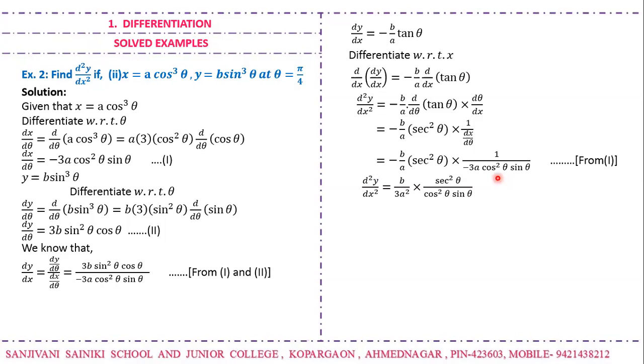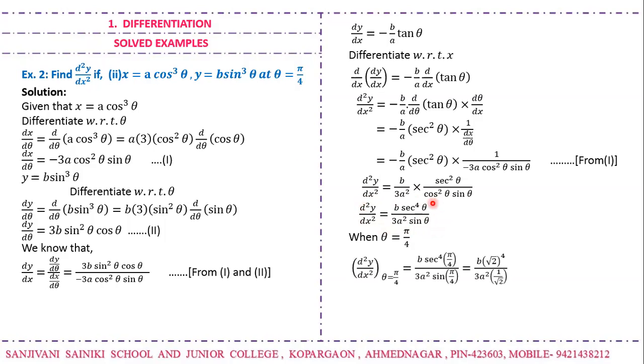This cos square theta will go in the numerator, it becomes sec square theta, and with the original sec square theta, their product is sec raised to 4 theta, and this sin theta we will keep as it is, or you can take it also in the numerator, it will be cosec theta. Now we want the second order derivative at theta equal to pi by 4, so you have to put theta equal to pi by 4 in this derivative.